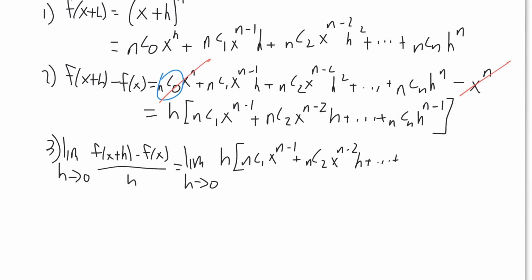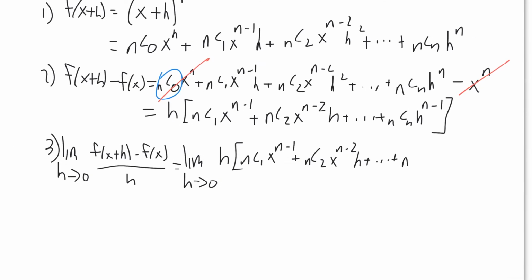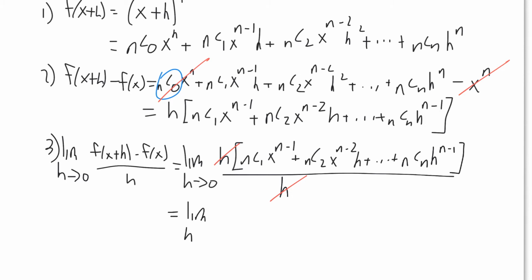So we rewrite the numerator all over h. And you can see why I factored out the h. I wanted it to cancel. So that's going to give the limit as h approaches 0 of nC1 x to the n minus 1, nC2 x to the n minus 2 h, plus dot dot dot, nCn h to the n minus 1.